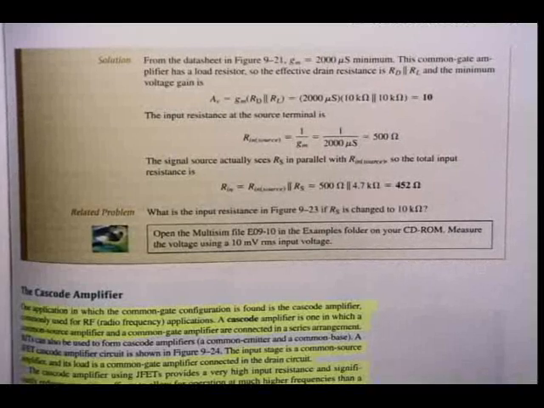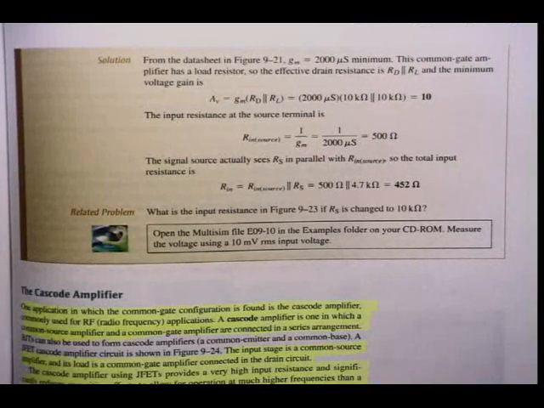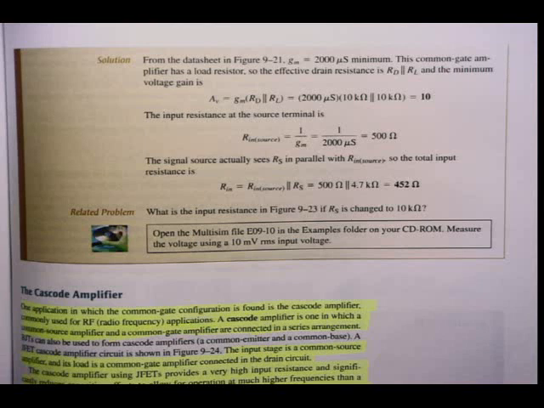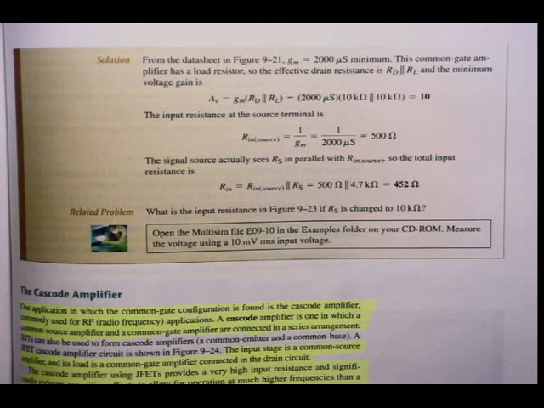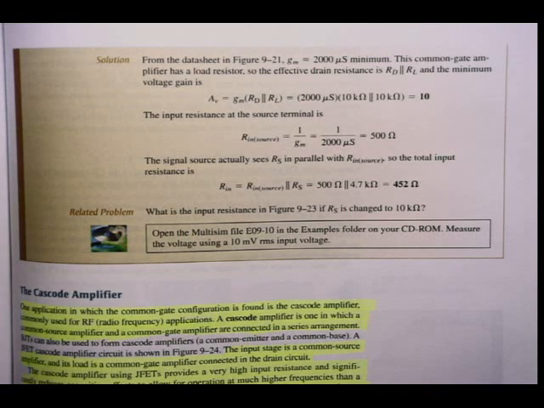on page 543. From the data sheet in figure 9.21, gm is 2000 microsiemens minimum. Go and test yourself, see that you can find that value from the data sheet. You have to be able to find the value from the data sheet to be able to do the problems, of course. This common gate amplifier has a load resistor. If you look on the previous page at the figure, the effective drain resistance is then rd in parallel with RL. Remember, you have to calculate that.